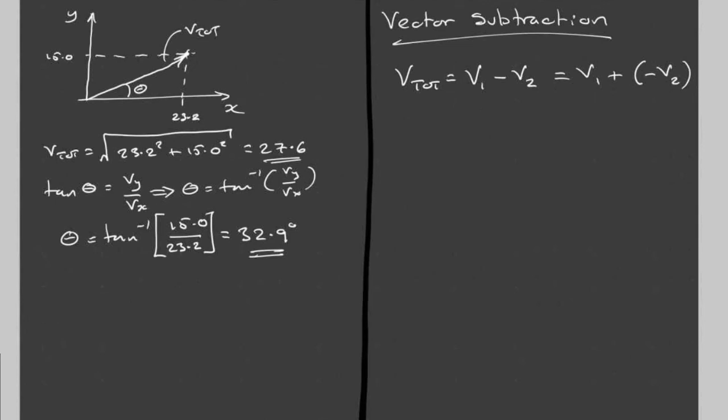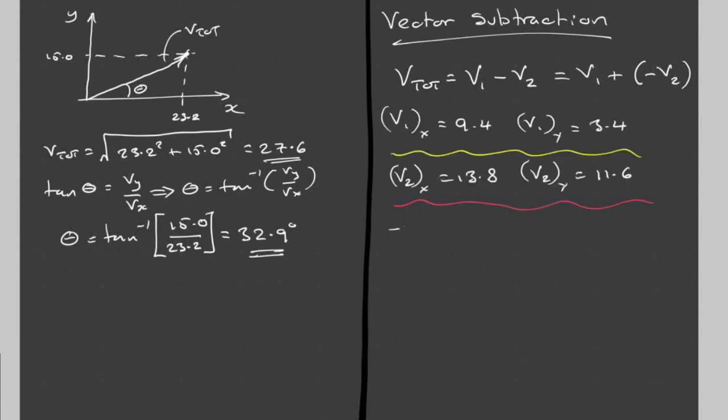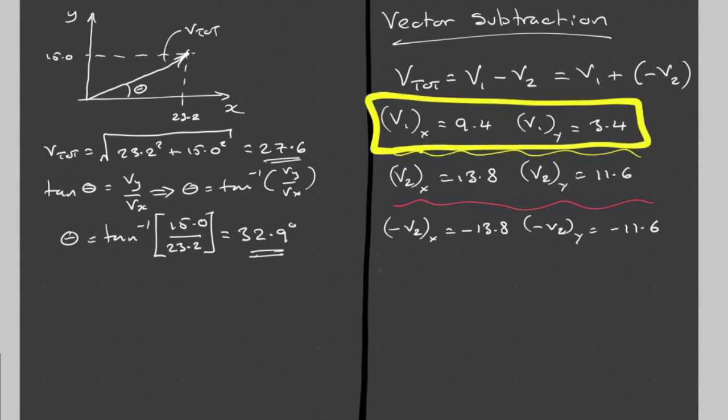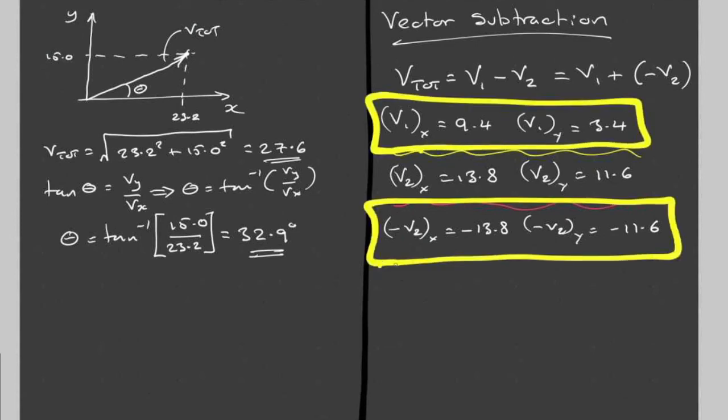Okay, so we've already got the vector components worked out, so let's look at that. Minus v2x is minus 13.8, and minus v2y is minus 11.6. We just take the x value and the y value and change the sign. I have v1 and I have minus v2. I'm going to add them together because v1 minus v2 is v1 plus minus v2.